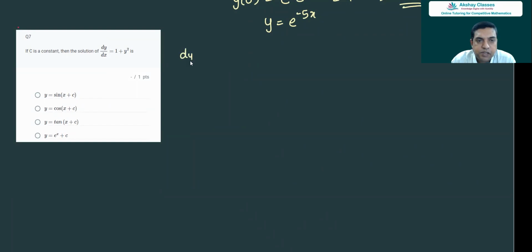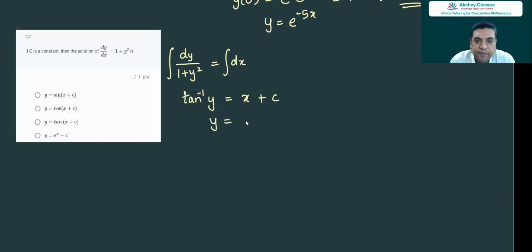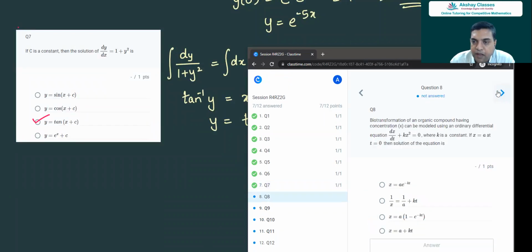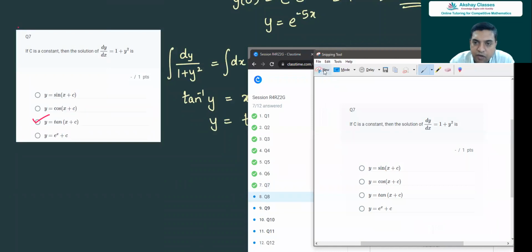Here, by separation of variables, we can write this like this. dy upon 1 plus y square is equal to dx, and upon integrating, we'll get tan inverse y is equal to x plus c. So y is tan of x plus c. So this is the correct option. Very, very simple. Orally we can do. Okay, many of you have not attempted this. Some of you have attempted this and got it right.